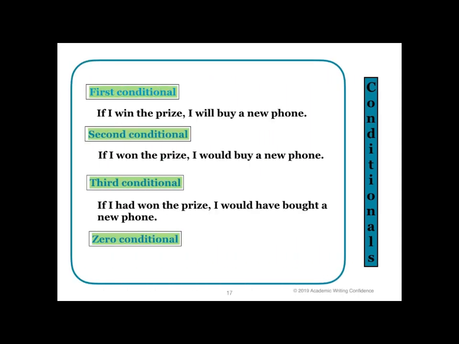These are the 4 types of conditional sentences that can be written in English. The first conditional for things that are possible. If I win the prize, I will buy a new phone. The second conditional for sentences where the possibility is unreal or unlikely. If I won the prize, I would buy a new phone. The third conditional for things that are not possible. If I had won the prize, I would have bought a new phone. And the zero conditional for sentences about things that are certain. If you put wood into a fire, it burns.